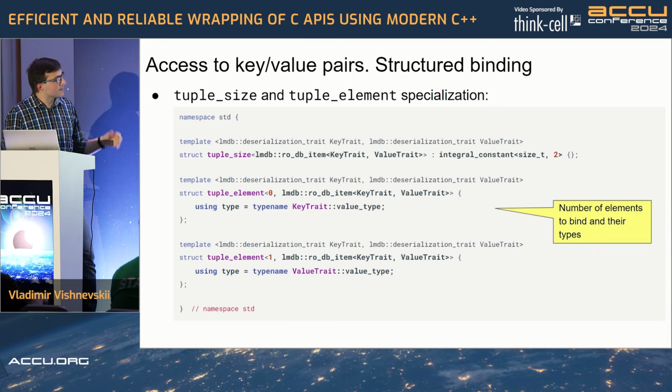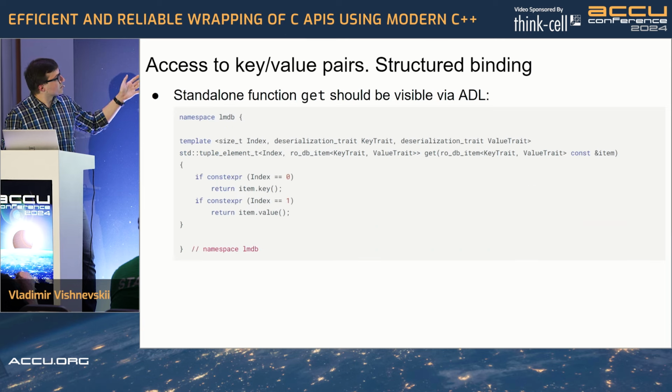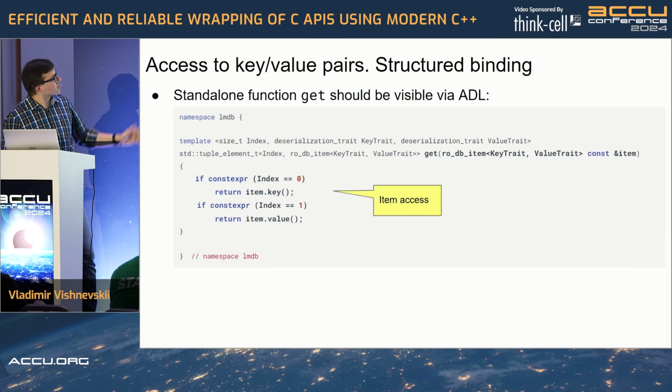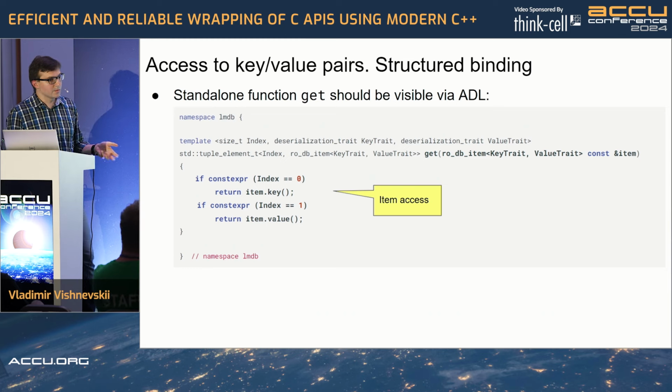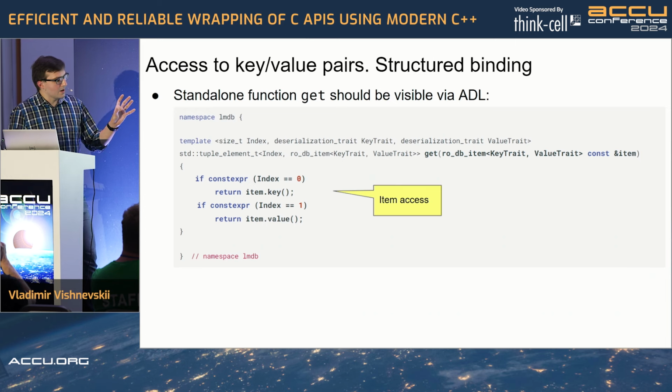So for the custom type, we then need to also have the get function that is available via argument-dependent lookup. And this simplifies the access to the items, makes it compatible with the more modern syntax, and still supports the logic in which we are calling some APIs instead of actually just returning some items that are already compatible with the structured binding syntax.